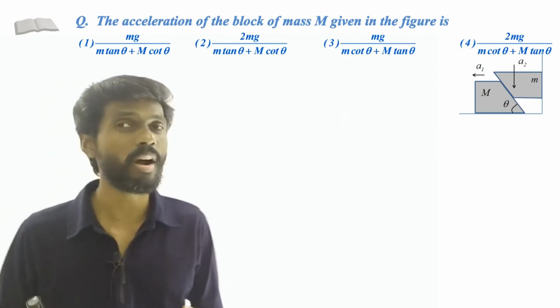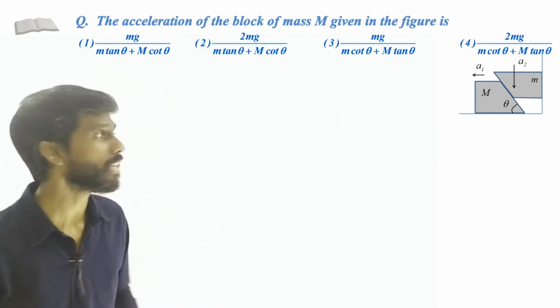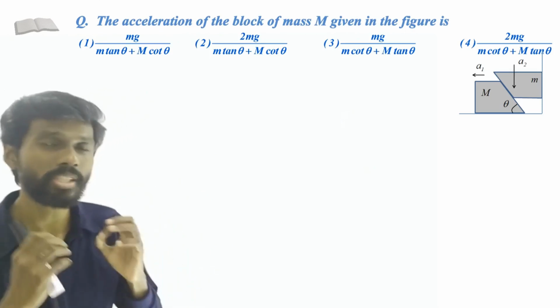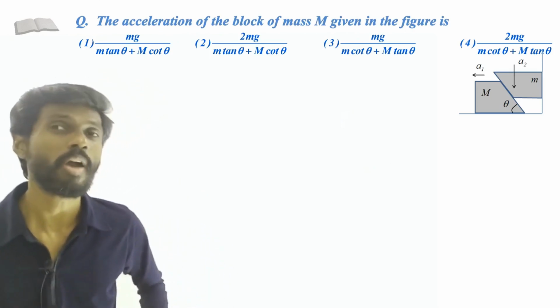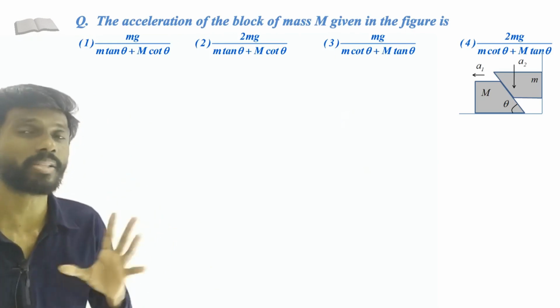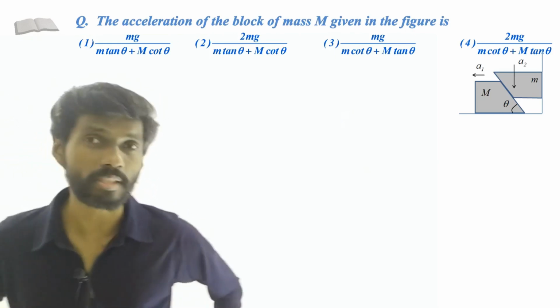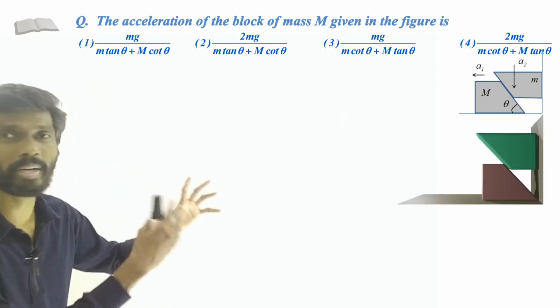a1 and a2 are not equal. We have to find the relation between them. So for questions of this type, the first thing we have to do is find the relation between the accelerations of these two blocks. Now how to find it? We can do this by two methods. The first is using basic trigonometry, simple geometry.